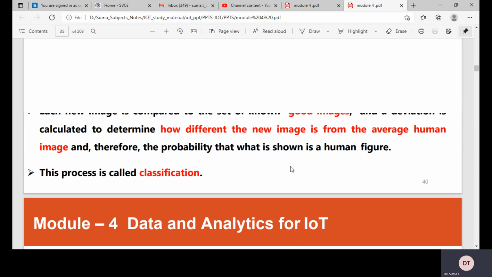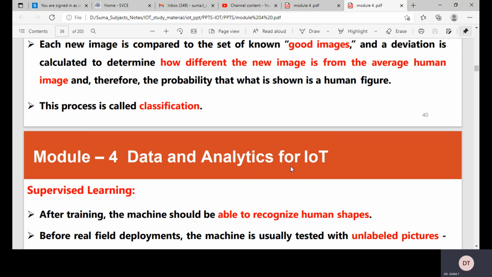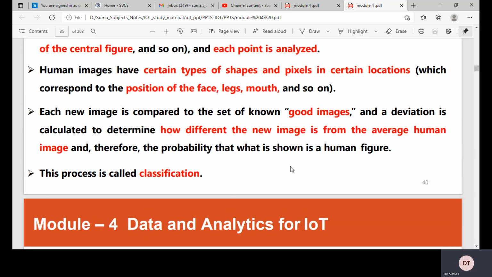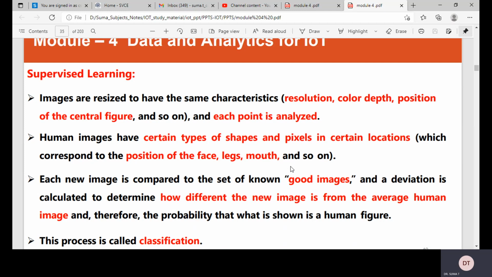So this is about supervised learning, where you provide a well-defined training set as input. And when we compare the images we have input with the other images, then we can recognize whether the threshold value we have set is proper or not.